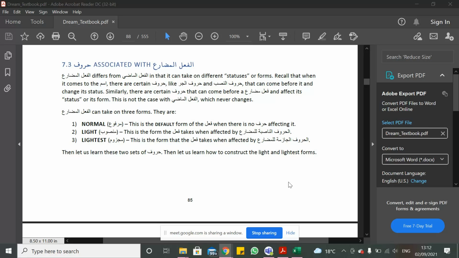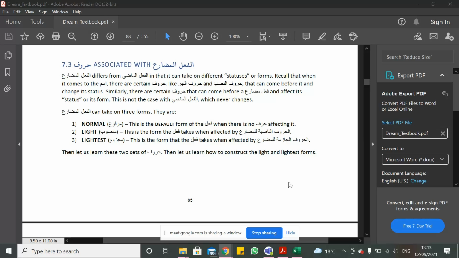Recall that when it comes to the ism, there are certain huruf like huruf al-jar and huruf al-nasab that can come before it and change its status. Similarly, there are certain huruf that can come before a fi'l mudari and affect its status or its form.